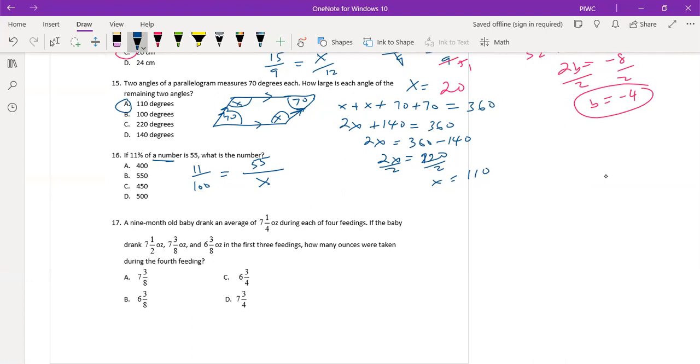Okay, the setup should look like this. And then do your cross product. 11x is equal to 55 times 100. Divide by 11, divide by 11. So your x will be equal to 500. Okay. D.